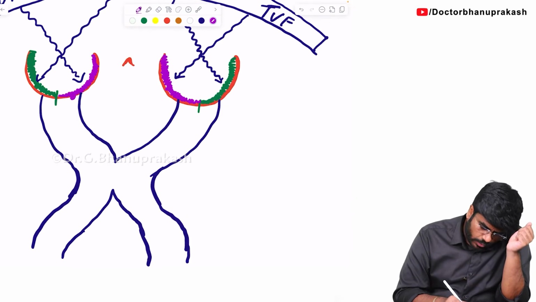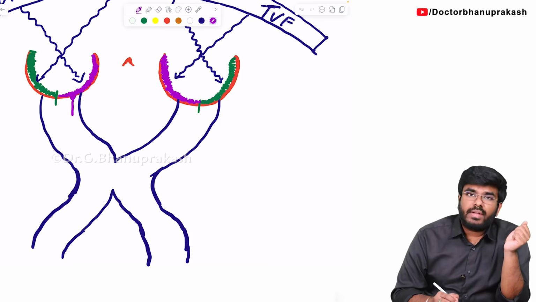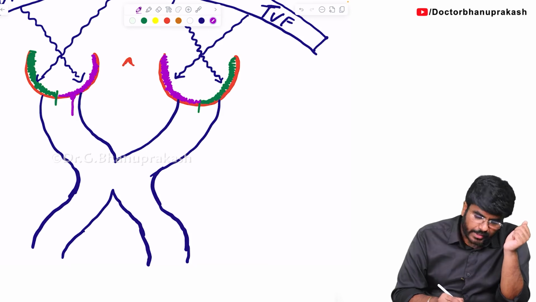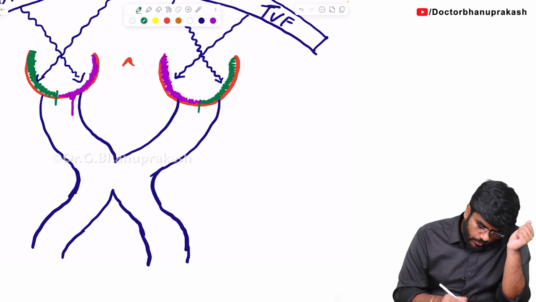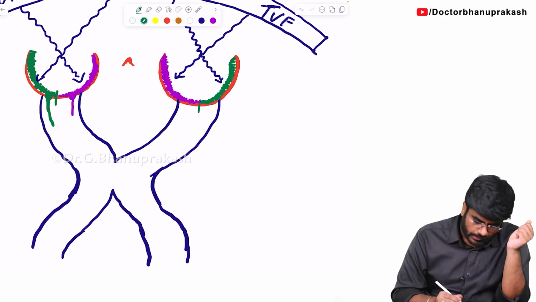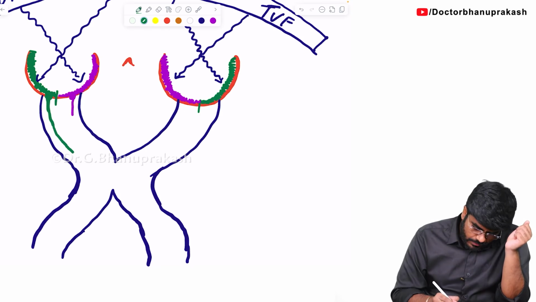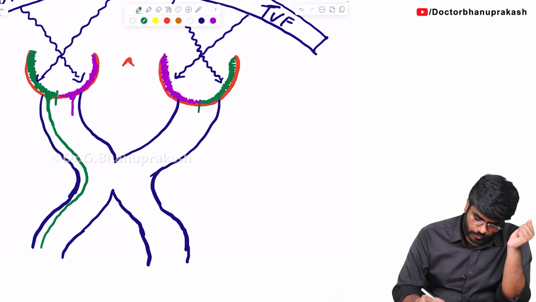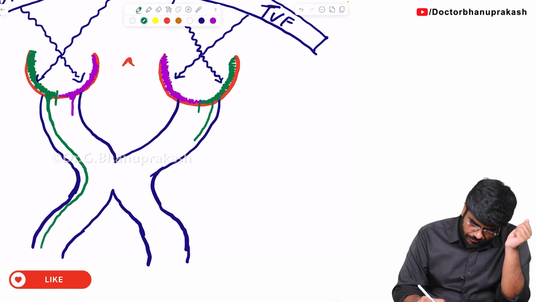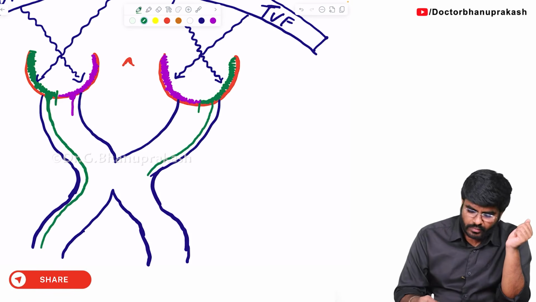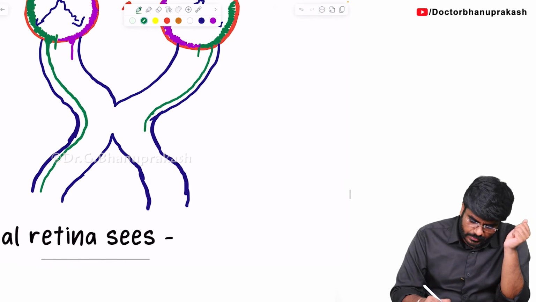Now let's draw the neurons from here. This is the neuron which is carrying the information from the nasal hemiretina, and this is the neuron which is carrying the information from the temporal hemiretina. Look, this green color neuron is coming like this, and it is going into the optic tract.